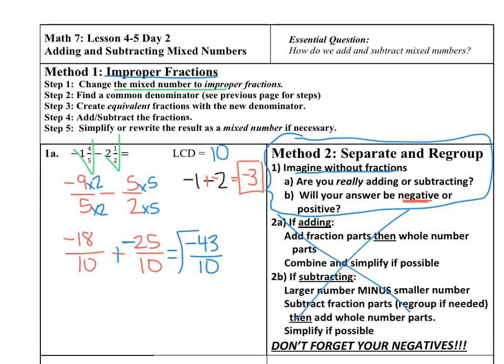Now this would be an acceptable answer. You can't simplify that anymore. However, you can put it into a mixed number. If we're going to do that, we would basically ask ourselves, how many groups of 10 can I take from 43? I can take 4 whole groups, and I would have 3 left over. Don't forget that that needs to be negative.